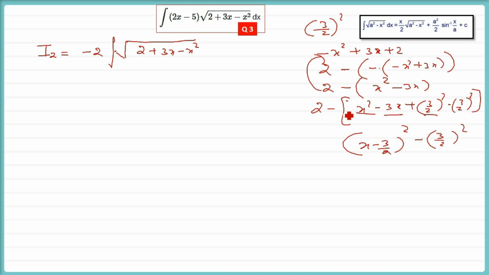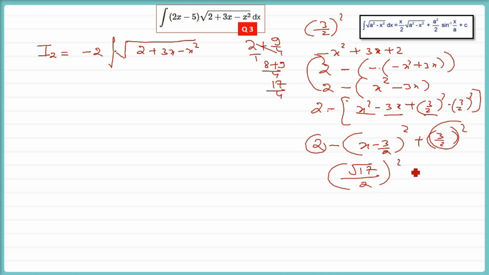Now 2 is already there, 2 minus, and when you open the bracket, the sign will get changed. So 2 minus x minus 3 by 2 whole square plus 3 by 2 whole square. So it's not 2 minus 3 by 2 whole square, because we have opened these round brackets. So it will be 2 plus 9 by 4. 3 by 2 square is 9 by 4. So you have 8 plus 9 divided by 4, which is 17 by 4. So under root 17 by 2 whole square, which when you square it, you will get 17 by 4 only. And minus x minus 3 by 2 whole square.